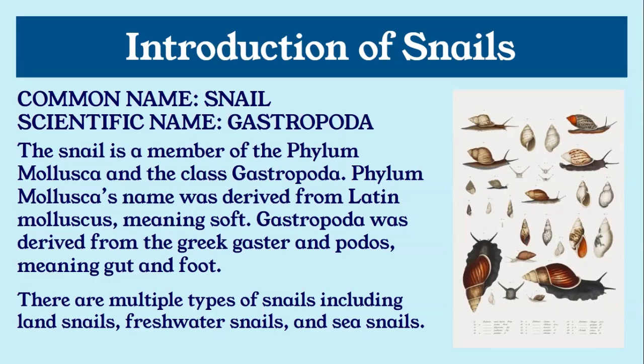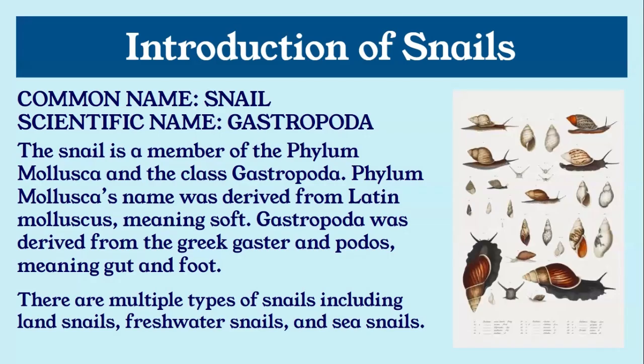So the snail is a member of the phylum Mollusca in the class Gastropodia. The phylum name was derived from molluscus, which is a Latin word meaning soft, and Gastropodia was derived from the Greek words gaster and podos, meaning gut and foot. So the common name is snail, and the scientific name is going to be the genus Gastropodia.